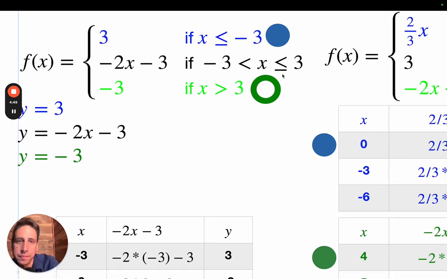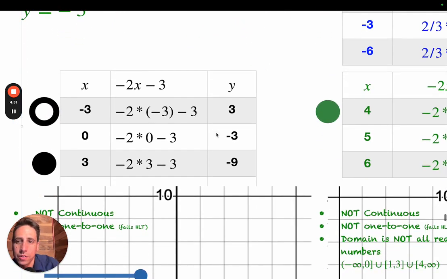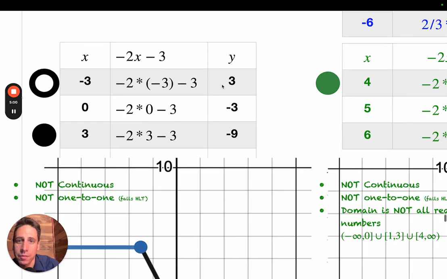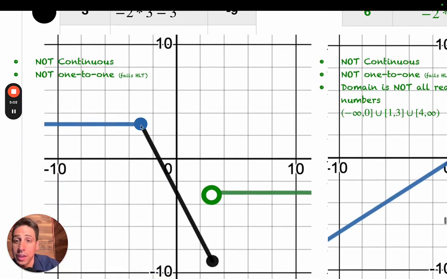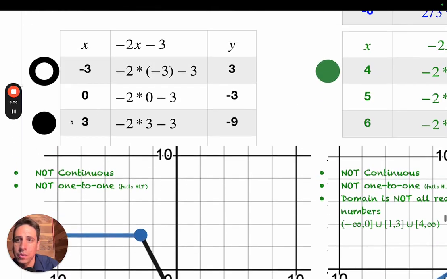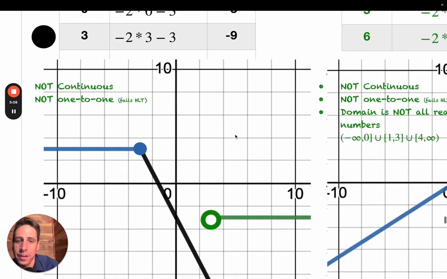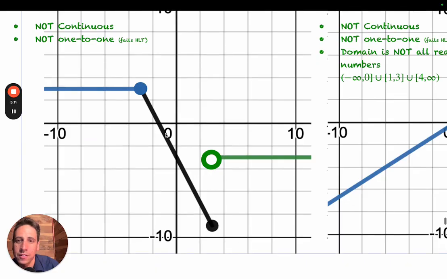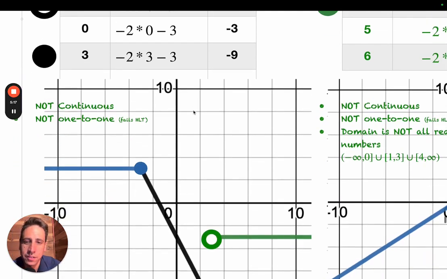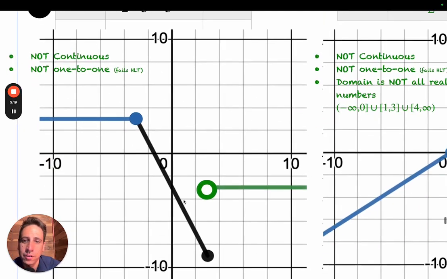Where is this open dot going to be? Well, it's going to be at (-3, 3). Actually you can't see it, it's underneath this solid dot. And where's this closed dot going to be? It's going to be at (3, -9) down here. And then you can connect the dots. Notice that (0, -3) is going to be right here, so it connects all the dots. Boom.